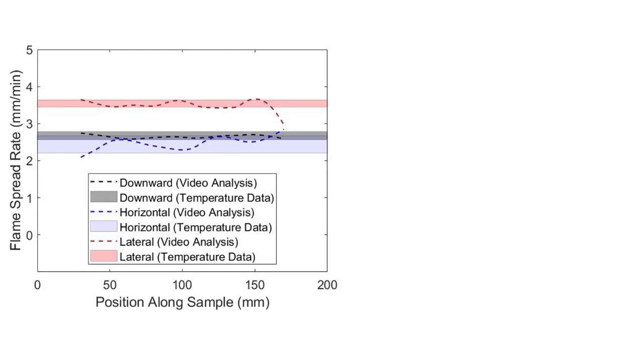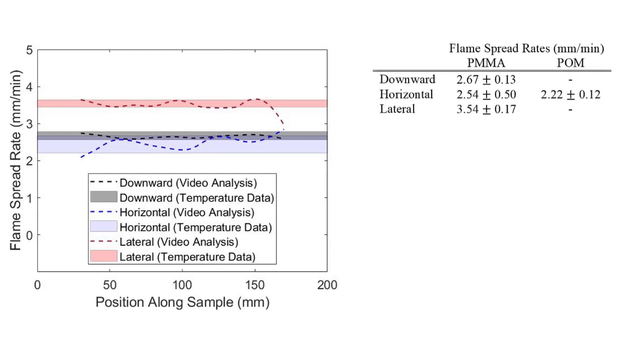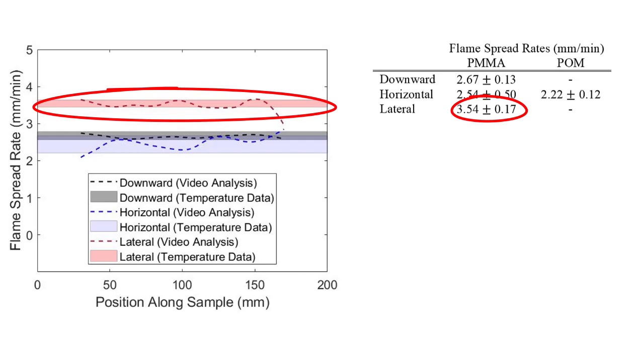Now, this figure compares the spread on PMMA for each of the 3 orientations used: downwards, lateral, and horizontal, and shows good agreement between the temperature data and the video measurements. It can be observed from this data that the downward and horizontal steady-state flame spread rates were similar, while the lateral flame spread condition displayed a notably higher steady-state flame spread rate.